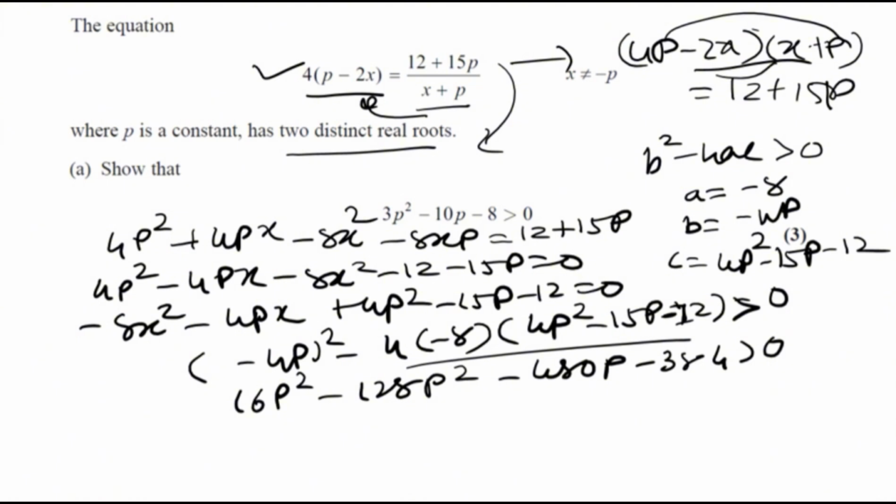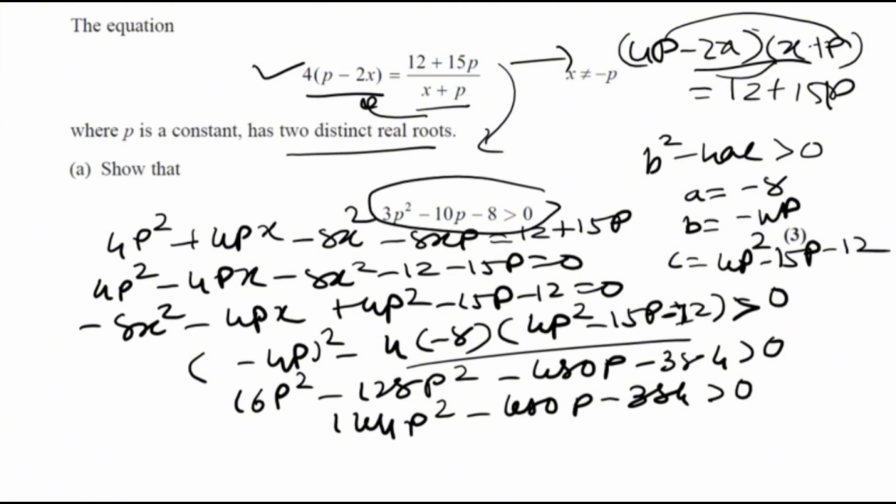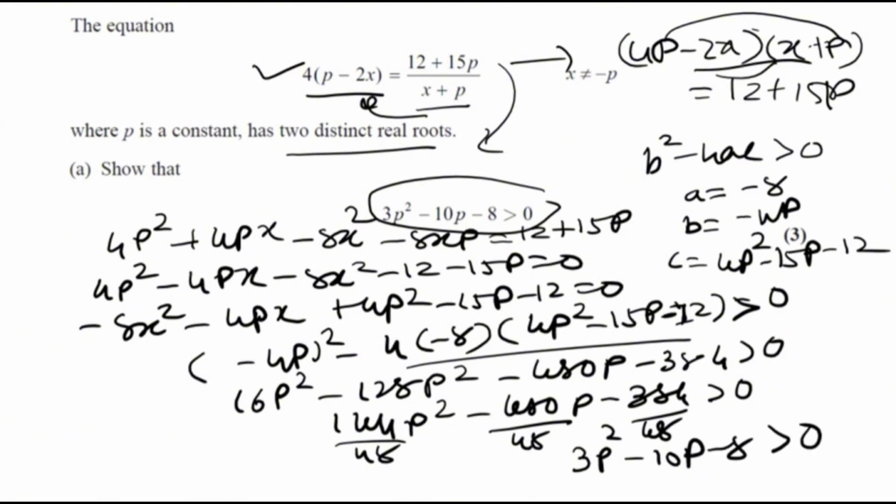16p squared plus 128p squared will give us 144p squared minus 480p minus 384 greater than 0. Now compare this to this form. So we need a 3 here and we need a 10 here. So I can figure it out. If I divide by 48 here, that will give me 10. So try dividing everything by 48 and check, are you getting this answer? If you divide, you will get the answer 3p squared minus 10p minus 8 greater than 0. So this is our required form.